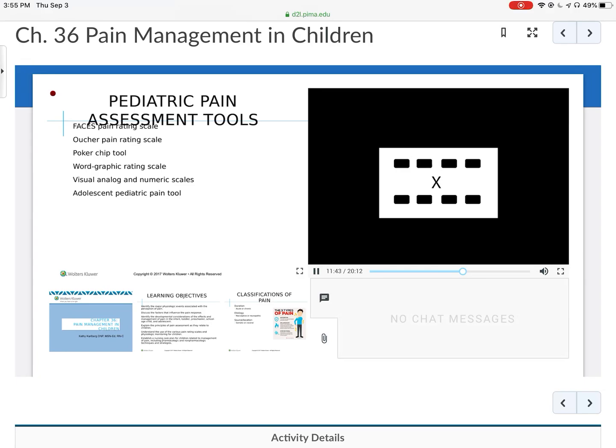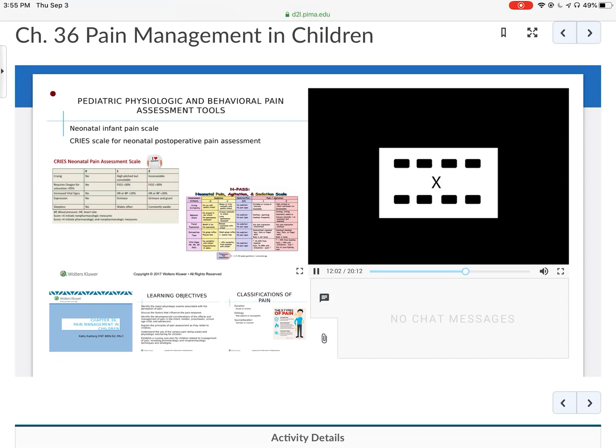So I talked about the assessment tools, the FACES scale. There are some other ones. I've never really heard of the poker chip tool. I've heard of it, but I've never used it. There's a lot of different scales out there, but the ones I want you to know are the FLACC and then the FACES. The neonatal scale, you would use that more in NICU. The NPASS scale, again, is another one that they use in NICU. Like I said, there are 100 scales out there, but you just need to be consistent with the one you're using.